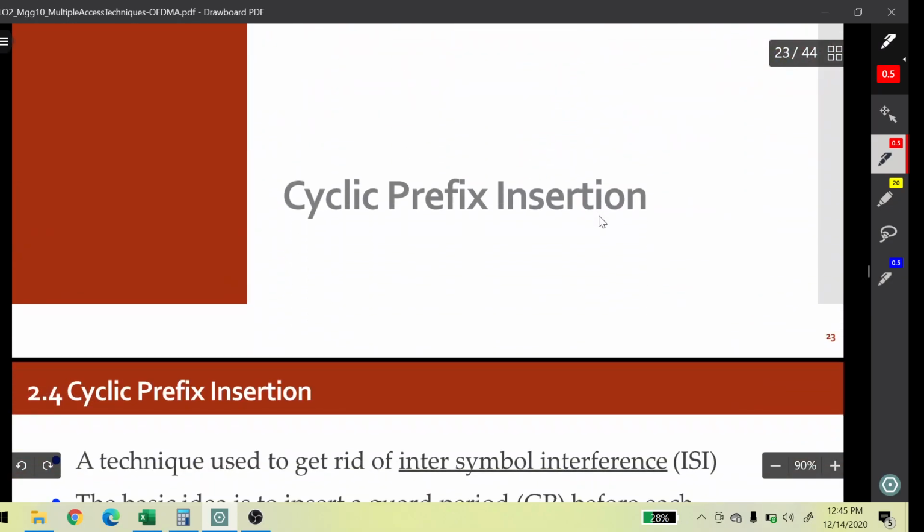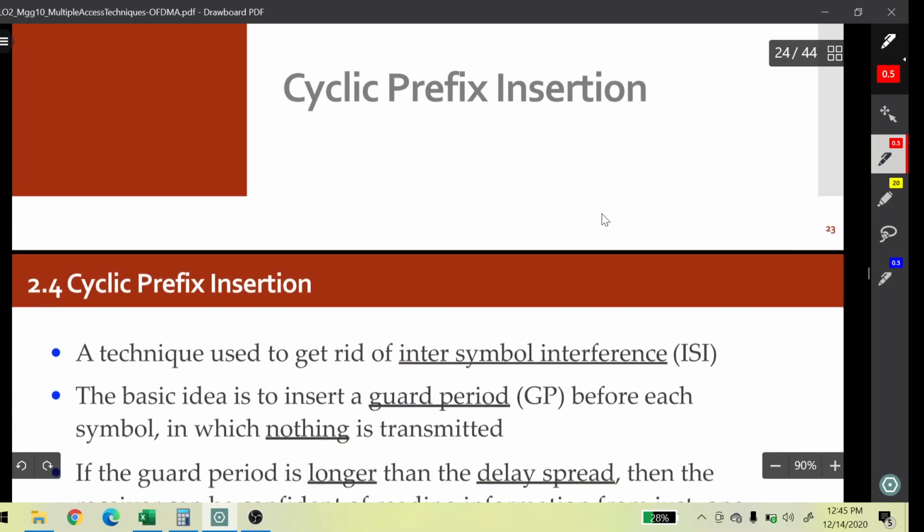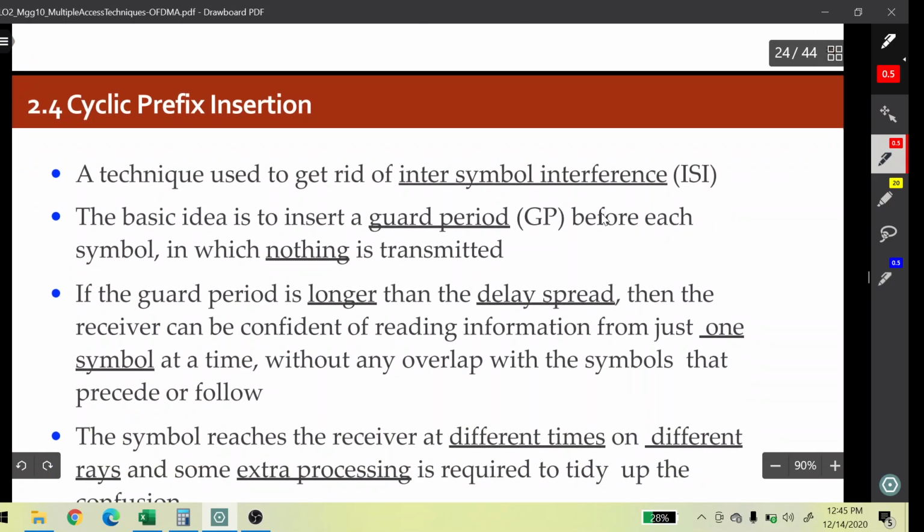Now, the next one is the cyclic prefix insertion. We could use the cyclic prefix in order to get rid of the inter-symbol interference. The method used in cyclic prefix is inserting a guard period or GP before each symbol in which nothing is transferred. This one is the GP, this one is the symbol.